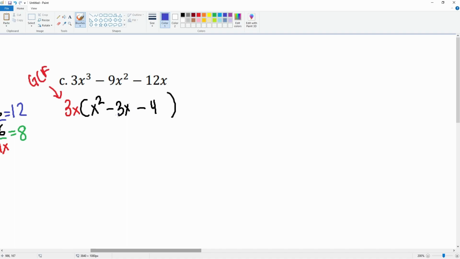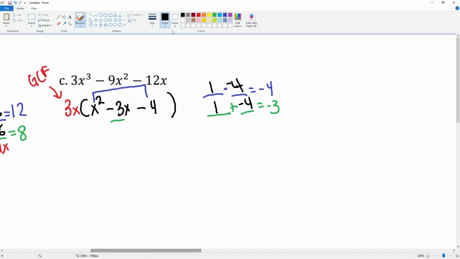Now we could set up our dashes here. So this times this, dash times dash is equal to negative 4, and the middle number is negative 3. So dash plus dash is equal to negative 3. I think those numbers are what, 1 and 4? And the 4 is probably the negative, right? 1 times negative 4 is negative 4. 1 plus negative 4 is negative 3.